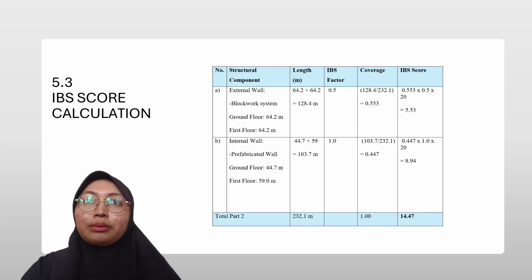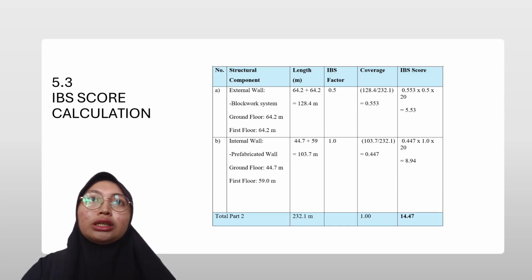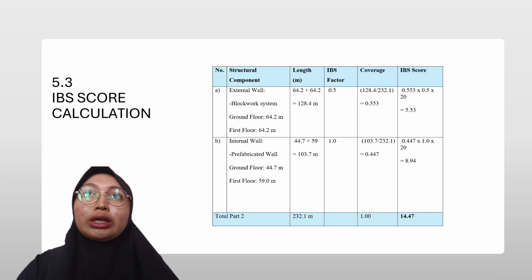Part 2 is the wall system. The formula is wall length divided by total wall length multiplied by the IBS factor then multiplied by 20. The total wall length in my building is 232.1 meter. For external wall, I use block work with a total length of 128.4 meter. The coverage is 128.4 divided by 232.1, which equals 0.553. The IBS factor for block work is 0.5. So the calculation is 0.553 times 0.5 times 20, which gives 5.53 points.